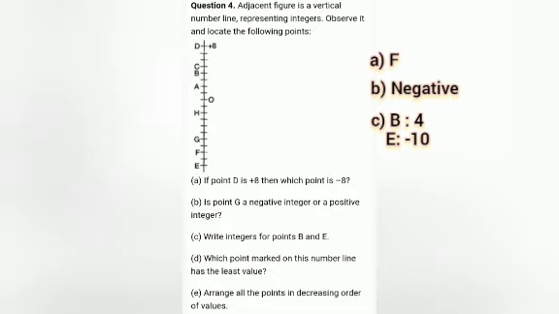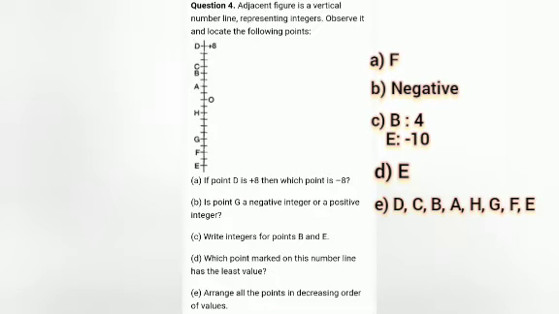Then it is asked which point marked on this line has the least value. The one which is the lowest. Which is the lowest point? E. So E has the lowest value. Then arrange all the points in decreasing order of values. Decreasing order means from highest to lowest, so it is just the order from top to bottom: D, C, B, A, H, G, F, E.